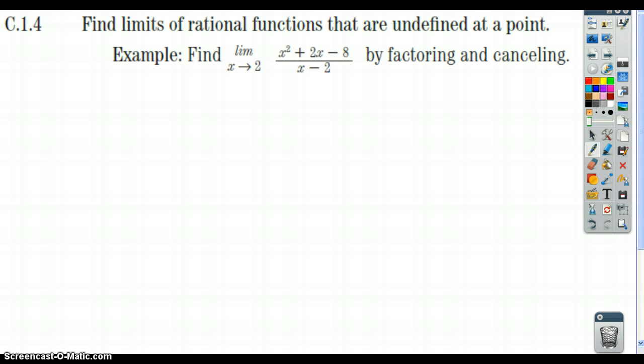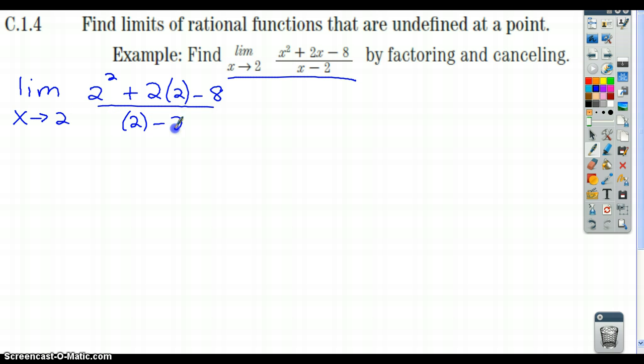So as we noticed before, we always want to try substitution. So we have our limit as x approaches 2 of our function. And I'm going to just go ahead and skip writing it because we can plainly see it right there. We have 2 squared plus 2 times 2 minus 8, all divided by 2 minus 2. All right, so when I make that substitution, I find that I get 0 divided by 0. And that's the indeterminate form.